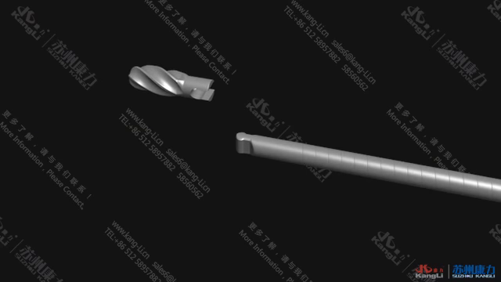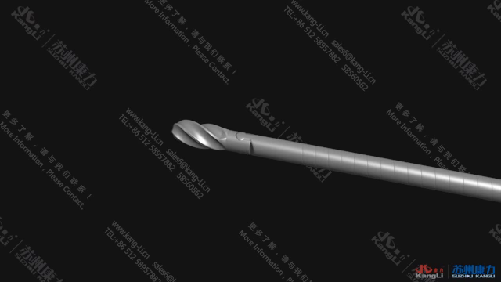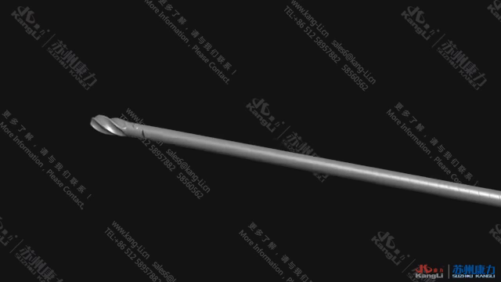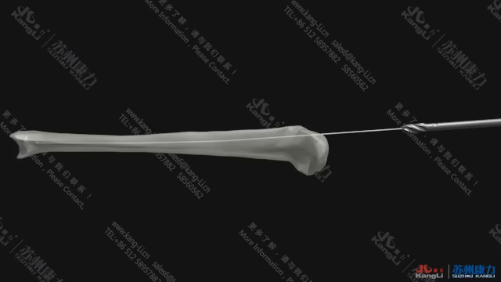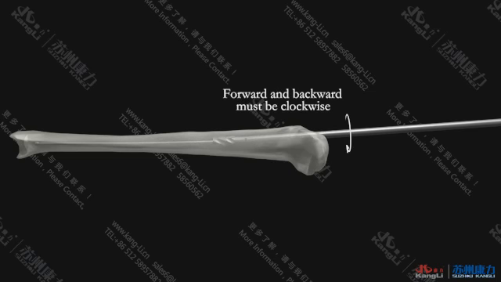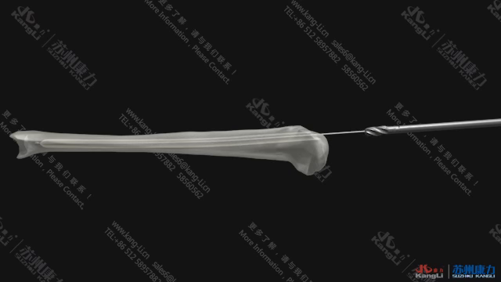Install the soft reamer on the drill. As you insert the ball guide pin to ream clockwise, gradually increase the soft reamer from 7.5 millimeters. After reaming, remove the soft reamer clockwise. Leave the ball guide pin unremoved.